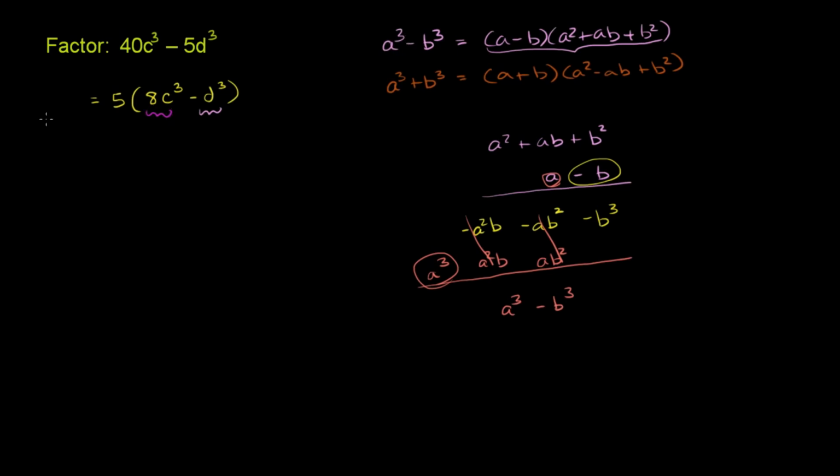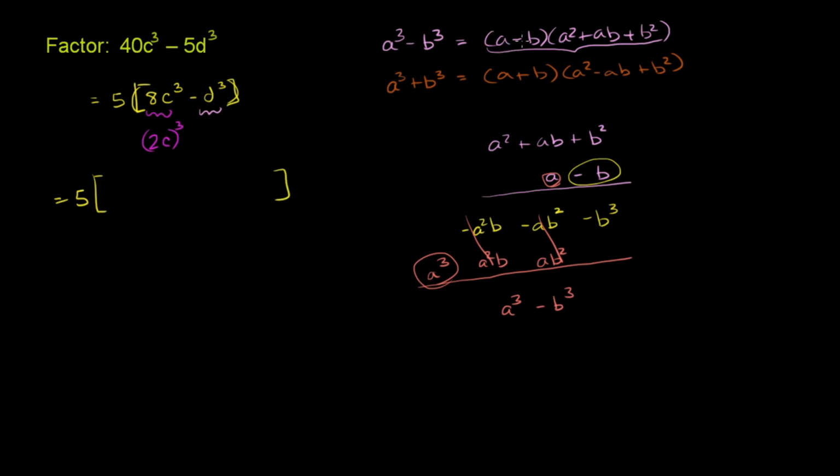So we can just do pattern matching here. This 8c to the third, that is the same thing as 2c to the third power. And then d to the third is clearly d to the third power. So let's just factor this out. So this is going to be equal to, let's put this 5 out front. I'll put brackets here.